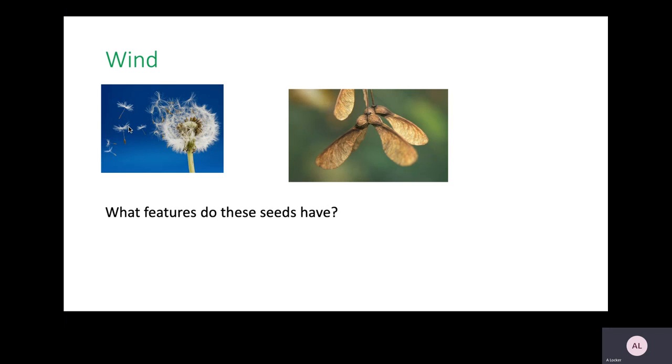So each individual dandelion clock is a seed. You can see the little seed bit at the bottom here. And we know that dandelions seem to grow everywhere, even if we don't want them to.